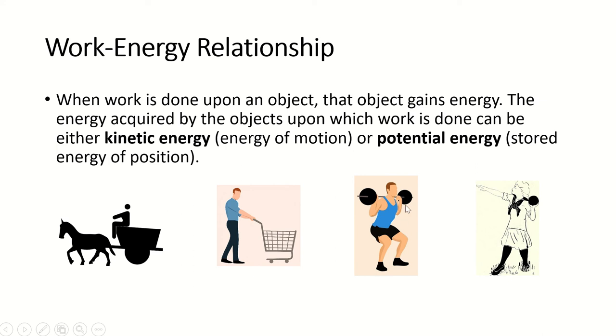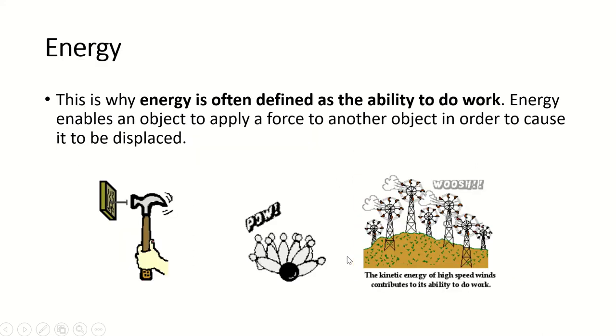For argument's sake, if you're lifting up this barbell, you're doing work, you're applying a force, you're displacing the barbell, and you're giving it stored energy, or gravitational potential energy. That is why we often define energy as the ability to do work. It enables you to apply a force to an object in order to cause a displacement. So energy is the ability to do work.